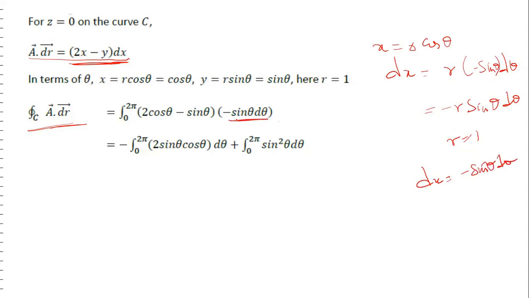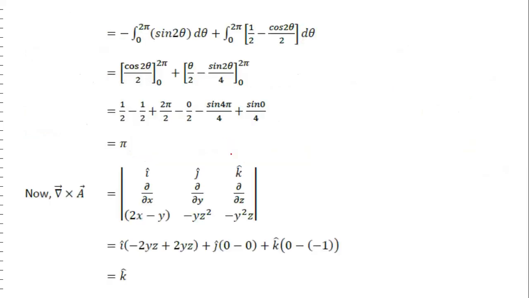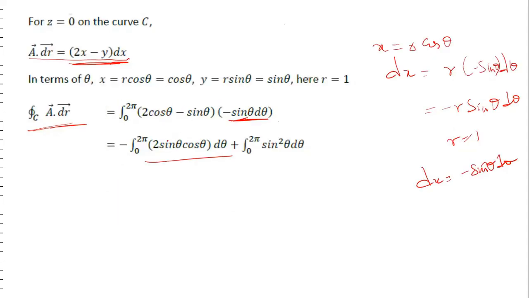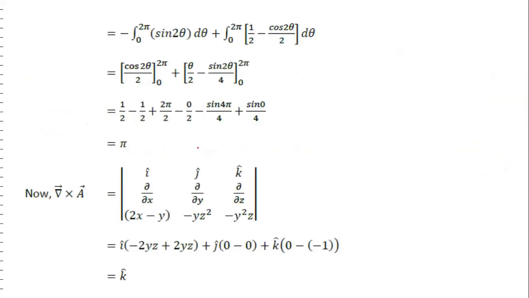If you put that in, we perform the remaining integration. This is simple trigonometric calculus. 2 sine theta cos theta is sine 2 theta. So use your trigonometry and calculus knowledge to perform the integration. The integration of sine 2 theta is minus cos 2 theta upon 2, like that. If you continue, eventually you will get pi.